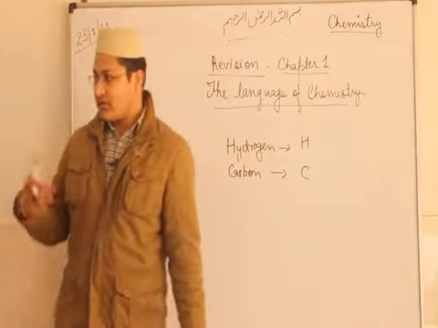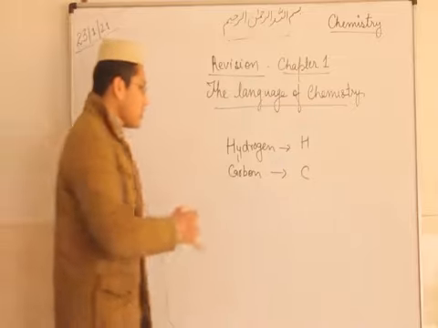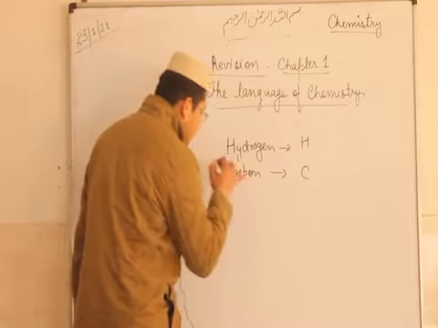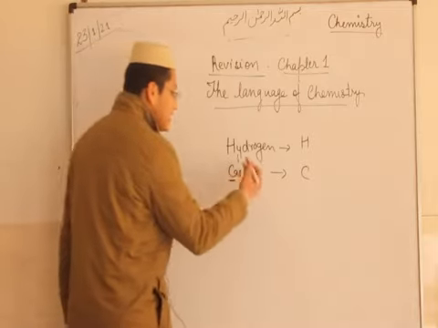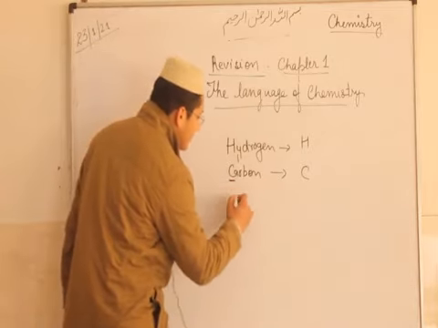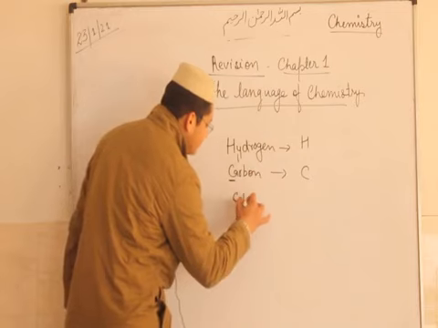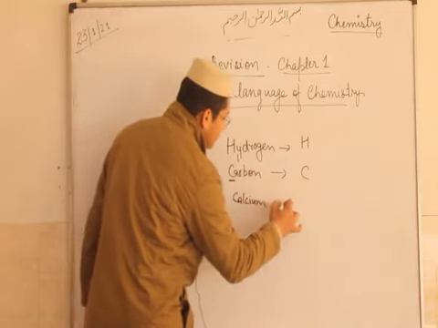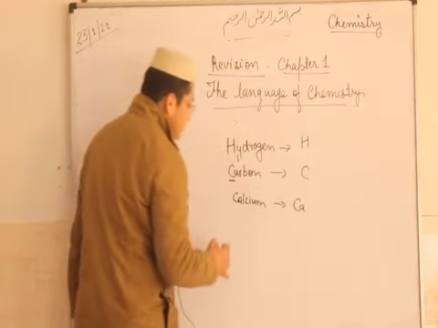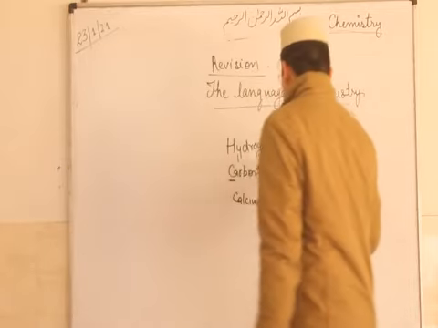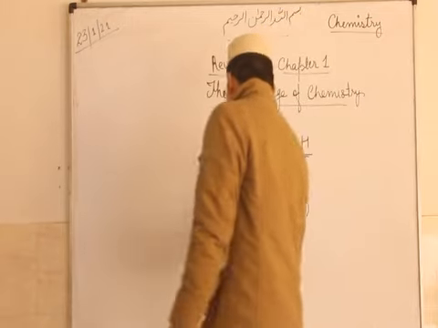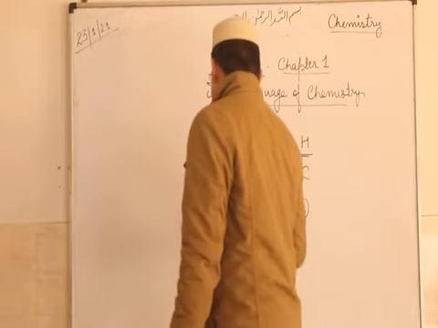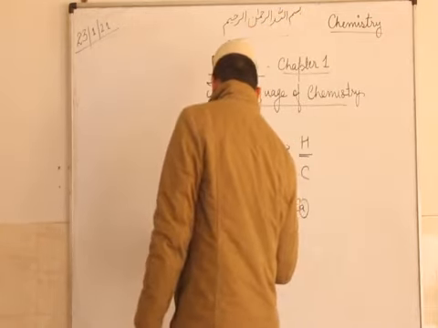So now what they did, they took the first letter and another letter from the name, like for calcium, Ca. The first alphabet should be in capital and the second should be in small. Okay. This is the symbol of calcium.